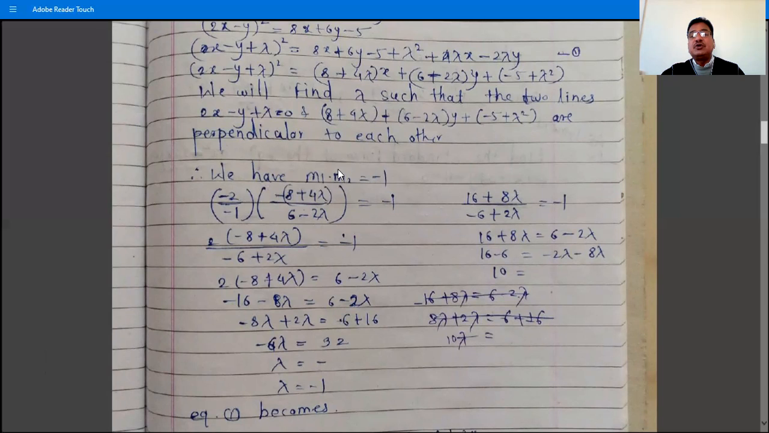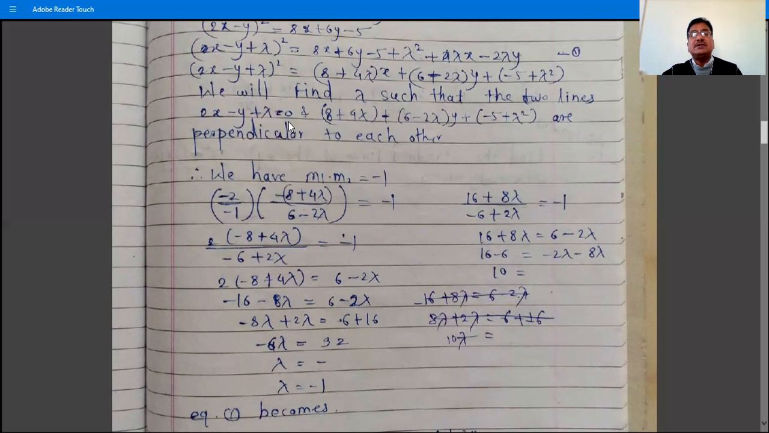Their multiplication of slope is minus 1. If the two lines are perpendicular, then the multiplication of slope is minus 1. That is, m1 into m2 is minus 1. What is m1? m1 is the slope of the first line, and m2 is the slope of the second line. So what is m1?